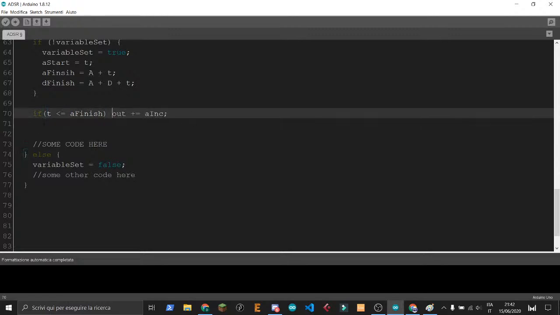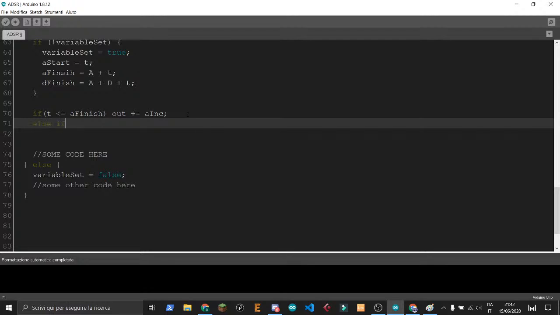So, if t is less or equal to a finish, let's do this. Else, if now I need to know if t is between a finish and d finish. So I can say if a finish is less or equal to t, and this is the symbol for logical and, and I will explain after, if t is less or equal to d finish, I should take the out variable and plus equal.